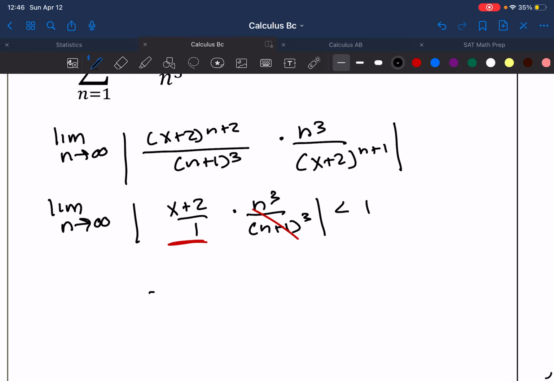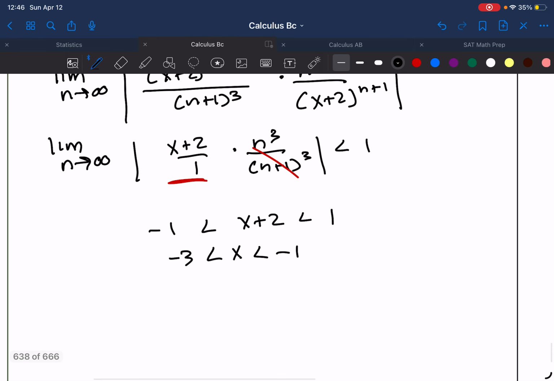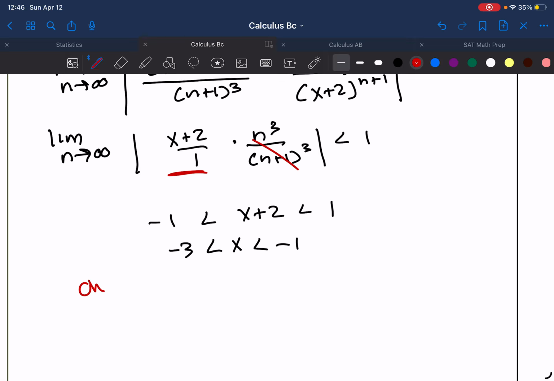And so I have negative 1 is less than x plus 2 less than 1, which means I have negative 3 less than x less than negative 1 as my interval of convergence. I need to check the endpoints to see if they are included or not included.